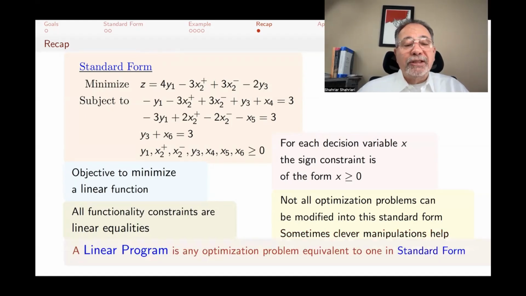But our main point is that what we mean by a linear program is any optimization problem equivalent to one in standard form. For example, if you have one where the variable is x greater than 0, then that's not a linear program. That changes the problem considerably and will not be in standard form. In the upcoming lectures, we will almost always start with a linear program in standard form.